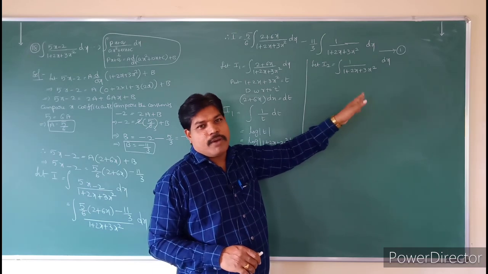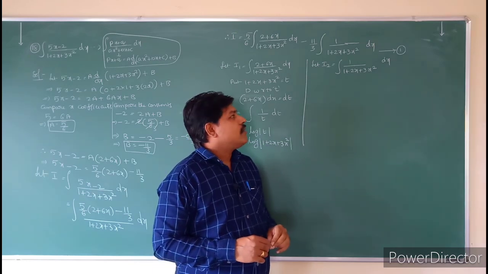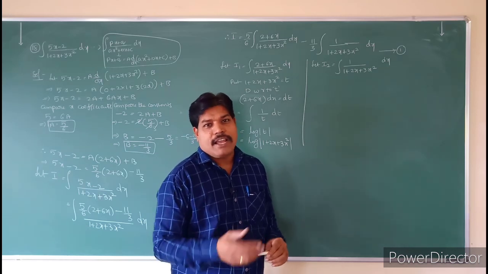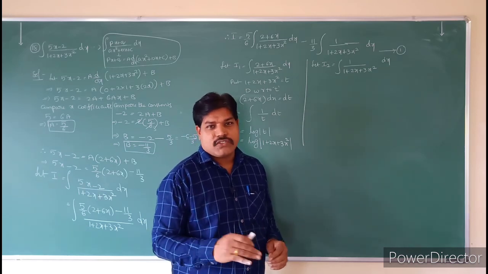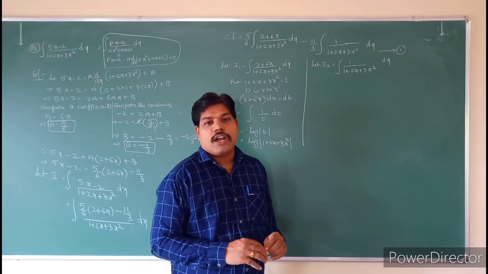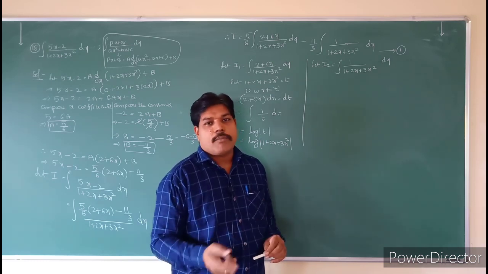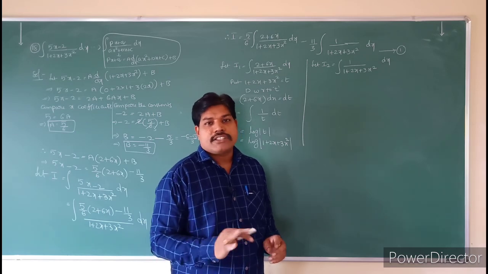That one, integral of 1 by 1 plus 2x plus 3x square. So that is model number 7 I am given. Integral of 1 by ax square plus bx plus c model is there. You have to convert the denominator in the form of x square plus a square or x square minus a square or a square minus x square form.